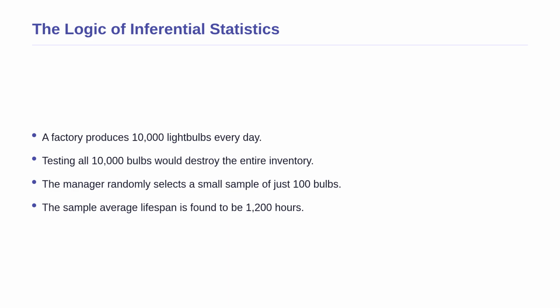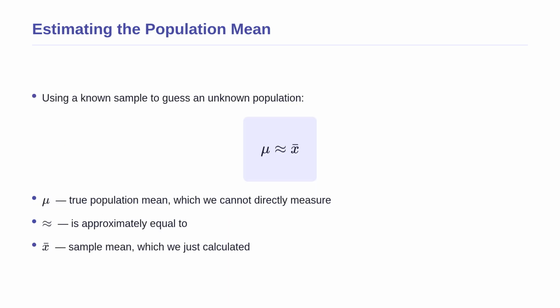Instead, the manager must use inferential statistics. They decide to randomly select a small sample of just 100 bulbs from the daily production. They test these 100 bulbs and find that their average lifespan is 1,200 hours. The goal now is to use this small sample to make a confident guess about the entire population of 10,000 bulbs. This is the exact moment where we cross the bridge from descriptive to inferential statistics.